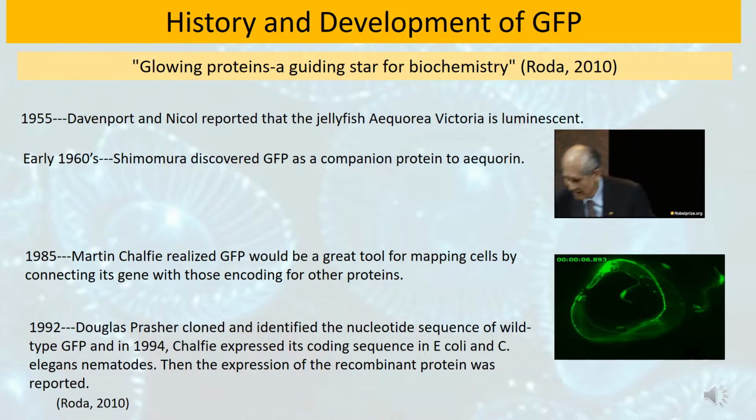Martin Chalfie, who learned about the existence of GFP for the first time in 1988, realized that GFP would be a fantastic tool for mapping cells by connecting its gene with those encoding for other proteins. In 1992, Douglas Prasher cloned and identified the nucleotide sequence of wild-type GFP, and in 1994, Martin Chalfie expressed its coding sequence in E. coli and C. elegans. You can see this in the video to the bottom right.